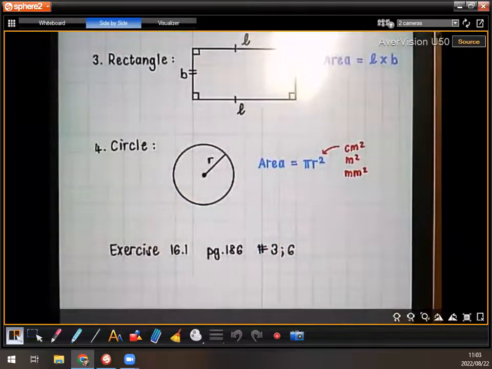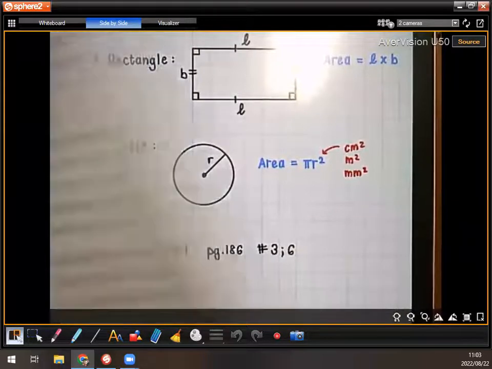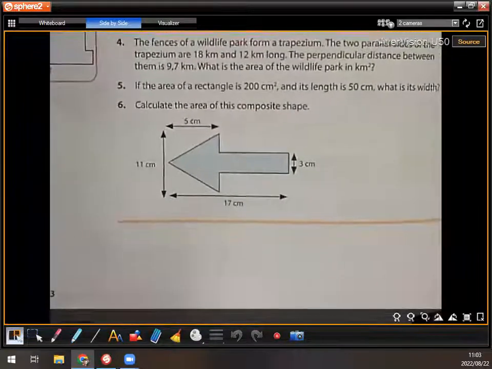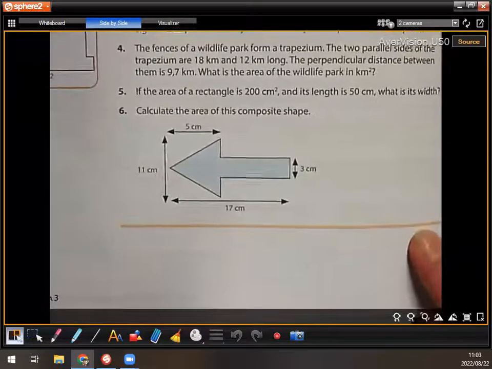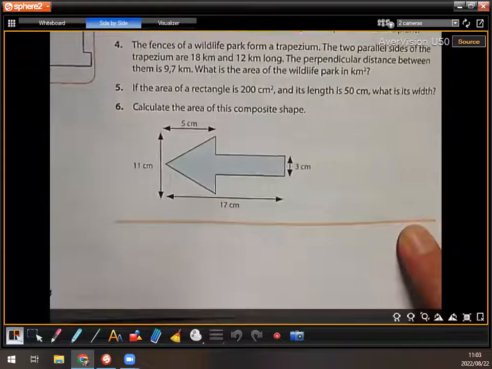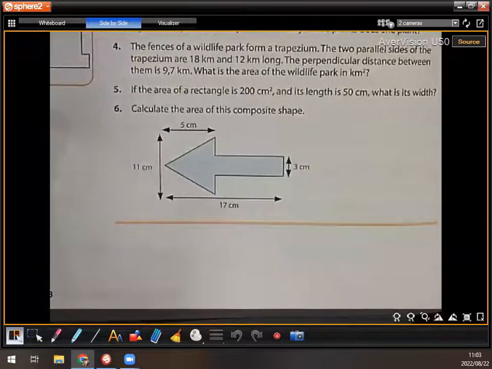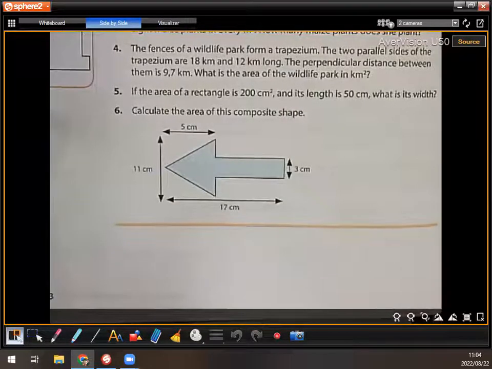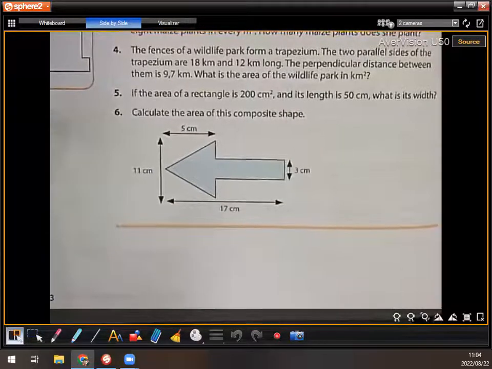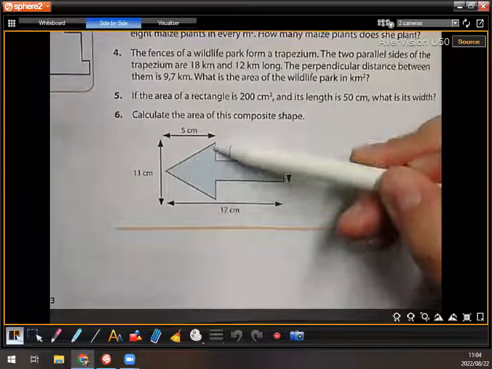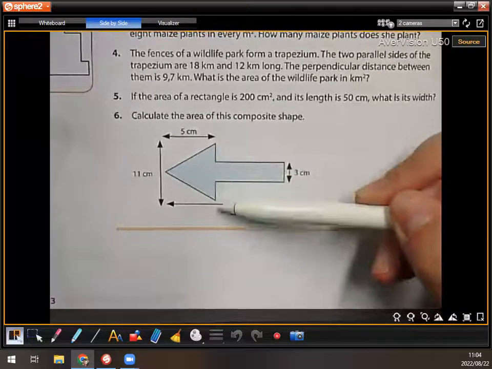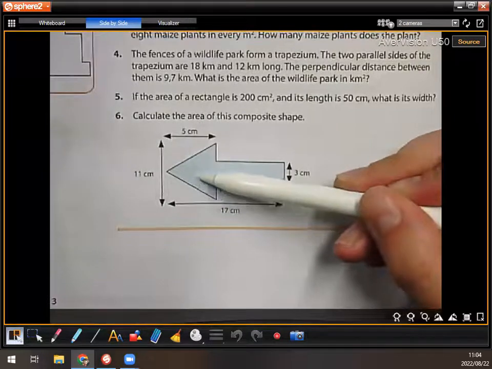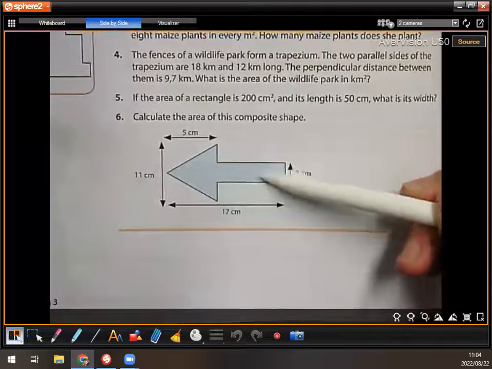Number 3 and 6. Now guys, in number 6, they've given you an arrow shape, right? I'll just show you quickly. Do we have the formula for the area of an arrow? No. Page 186. A rectangle and a triangle. Good. So you're going to have to find the area of this triangle and the area of this rectangle.